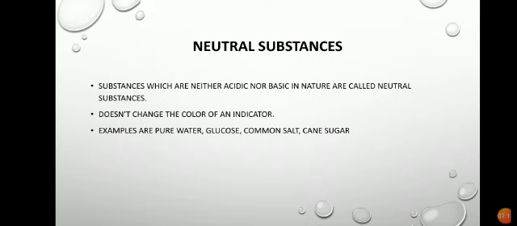Now we will find that there is no change in the color of either the blue litmus paper or the red litmus paper. So what does it show? It shows that the distilled water is neither acidic nor basic in nature. So we can conclude that this distilled water is neutral, right? Now in the same way we can show the neutral nature of glucose, cane sugar and common salt by testing their water solution or aqueous solution with blue litmus paper and red litmus paper turn by turn.